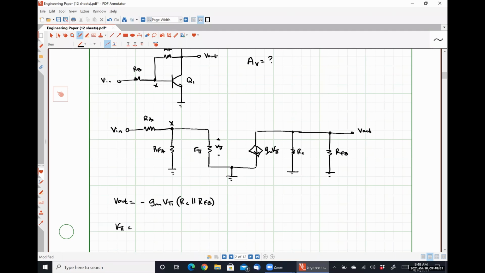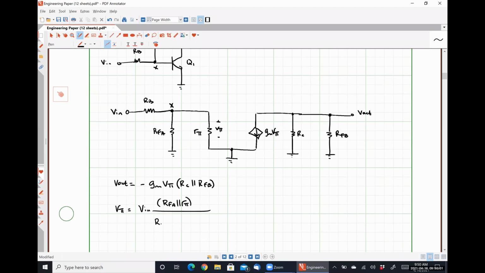Voltage division, right? So v_pi is the voltage drop over R_FA in parallel with r_pi, because R_FA and r_pi are in parallel. They're both placed between node X and ground. So that is going to give us v_n multiplied by R_FA in parallel with r_pi, divided by R_B plus R_FA in parallel with r_pi.